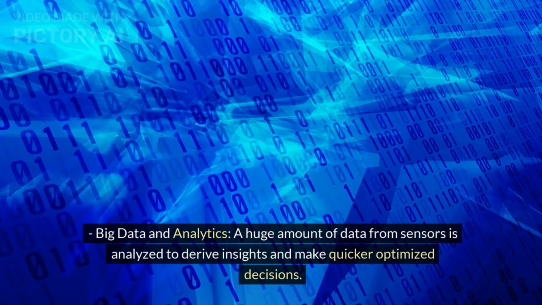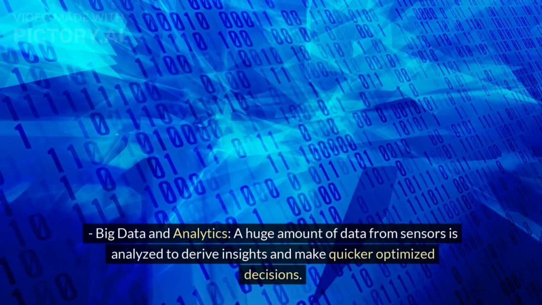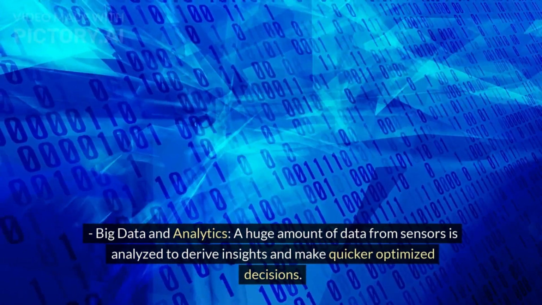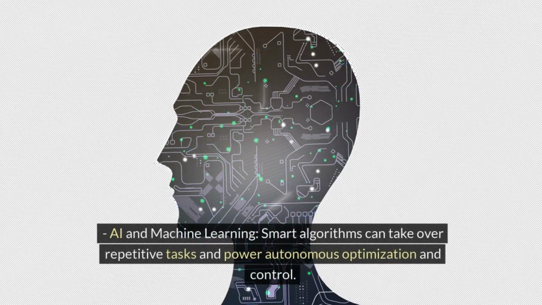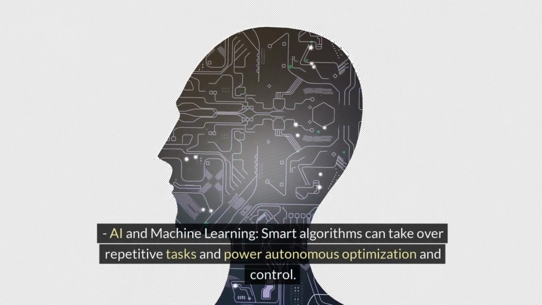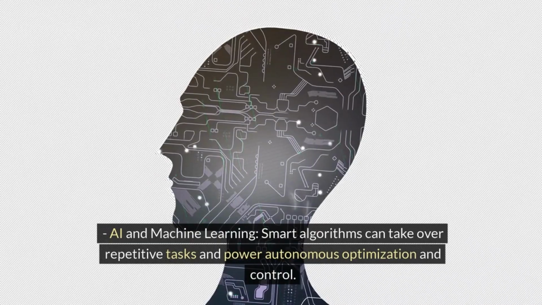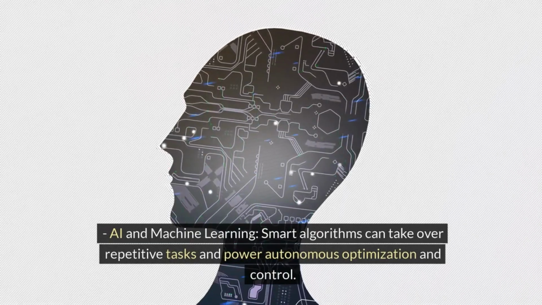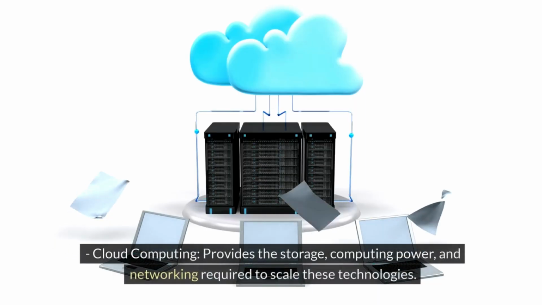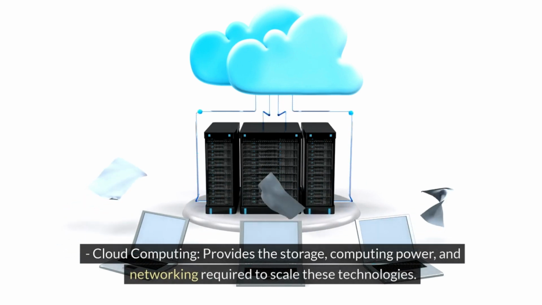A huge amount of data from sensors is analyzed to derive insights and make quicker optimized decisions. AI and machine learning. Smart algorithms can take over repetitive tasks and power autonomous optimization and control. Cloud computing provides the storage, computing power, and networking required to scale these technologies.